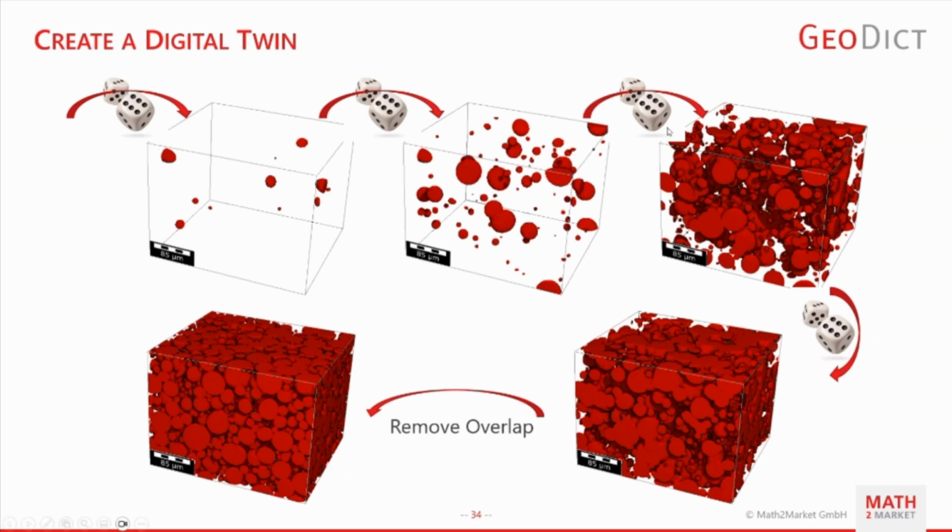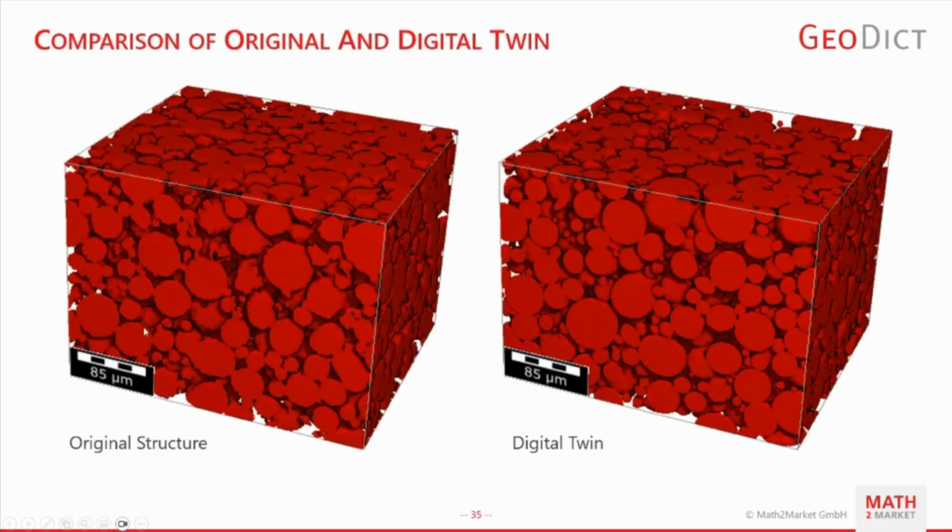And then there's one additional step here, because if you just place them randomly, you see here they kind of overlap. And that's, of course, not what happens in the real material, where the grains are separate. So there's one step in the construction process where these grains are shifted so that there is no overlap remaining. And when we do that, we see here the original structure, and then here a digital twin created with GeoDict that has the same grain size distribution.